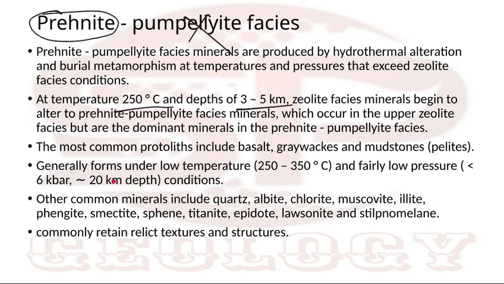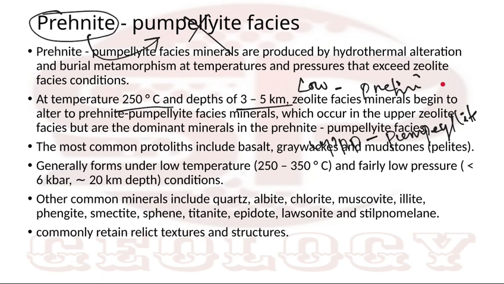Now, in the upper prehnite-pumpellyite facies, what happens? Prehnite converts to pumpellyite. Not all prehnite converts to pumpellyite; some prehnite is almost always still present. So you can say that the lower prehnite-pumpellyite facies contains only prehnite, and the upper prehnite-pumpellyite facies contains pumpellyite. So basically, the whole facies is called the prehnite-pumpellyite facies.